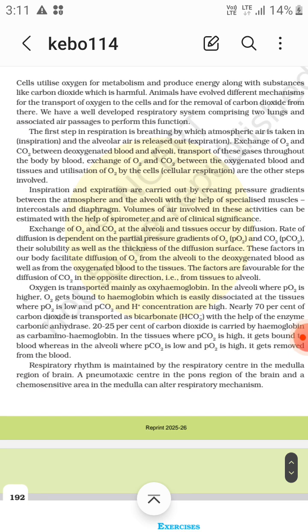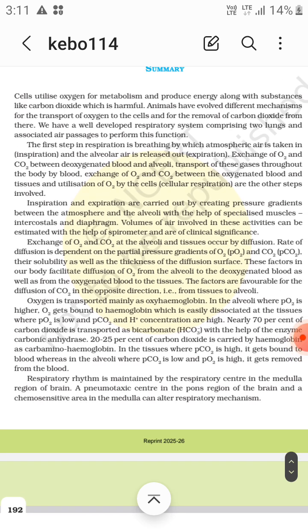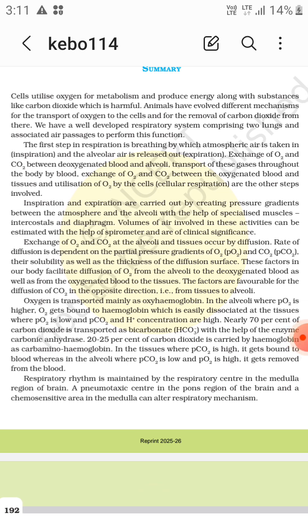Now inspiration and expiration are carried out by creating pressure gradients between the atmosphere and the alveoli with the help of specialized muscles, intercostals and diaphragm. The volumes of air involved in these activities can be estimated with the help of a spirometer and are of clinical significance.